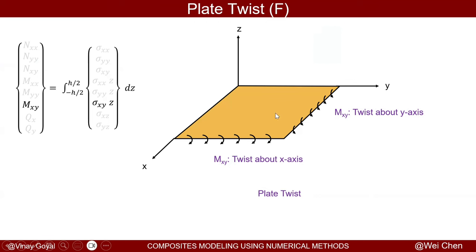Okay, the results. Let me first find the results. Where is the middle point? Oh, this point. Then we first request the bending moment. You can see it's 400, which is exactly the hand calculation. Then we check the shear section force. That will be exactly 40. And that is all the same as the calculation here.